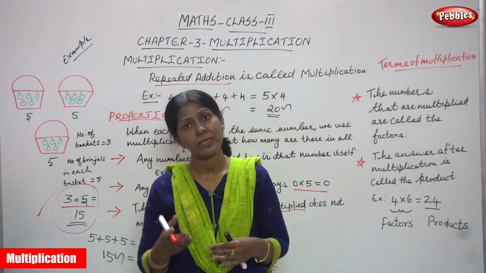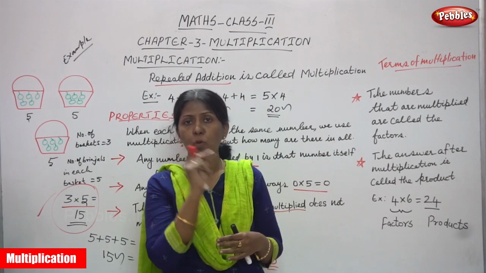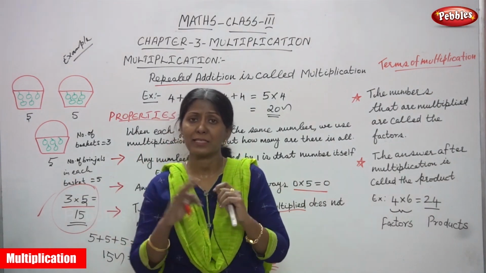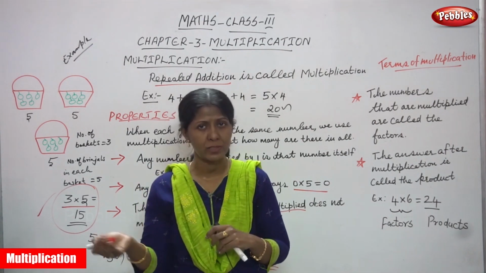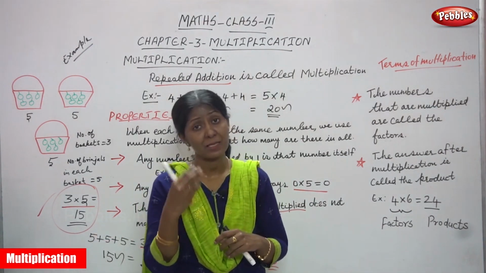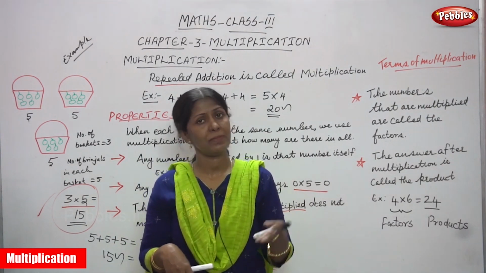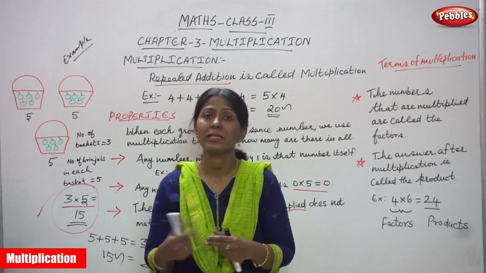So 4 into 5, you can get 20. So this is the middle number. There are 3 numbers there. 4 into 5 is equal to 20. So 5 is the center number. That is the multiplication table you are using. Otherwise, if you are very thorough in the fourth table, you can say the fourth table also, there is no issue.